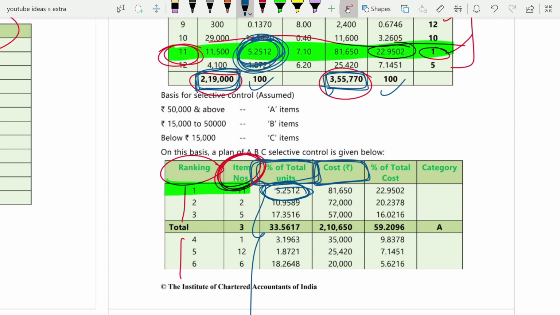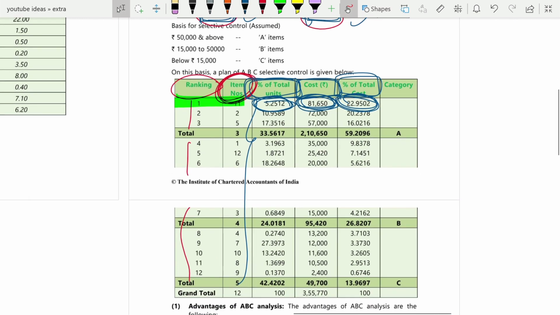Then what is the cost? The total cost was 81,650. So 81,650 you have to write here. And then you have to write the percentage of total cost. That you found out here, no? 22.9502. So the same 22.9502. Like that you have to write for all the items their percentage of total units, cost and percentage of total cost.